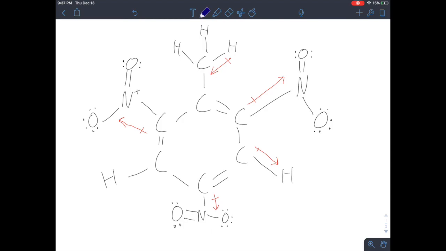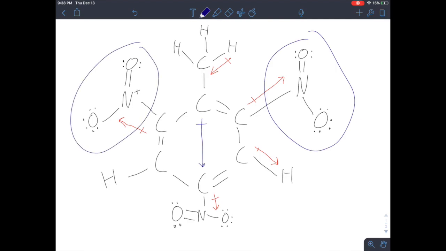My prediction for the overall bond polarity of this molecule will be facing this way, due to the fact that these 2 vectors on these 2 corner NO2 clusters next to this methyl group, the top, with the carbon surrounded by 3 hydrogens, will cancel out these 2.